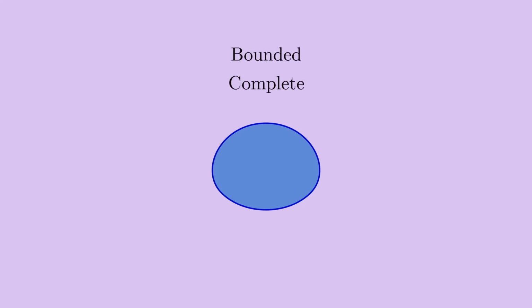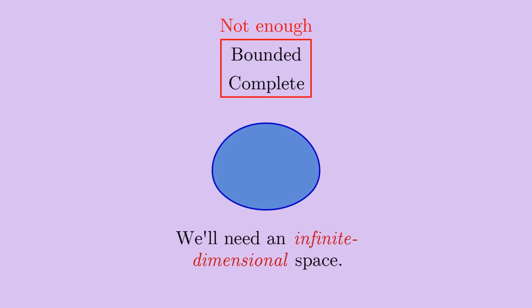With the two requirements of boundedness and completeness, it might seem like we've covered every failure case. But there is actually a third, very subtle way a sequence can avoid having a convergent subsequence. But to see it, we'll need an infinite dimensional space. That may sound intimidating, but there are actually some relatively simple examples. Think about it this way.